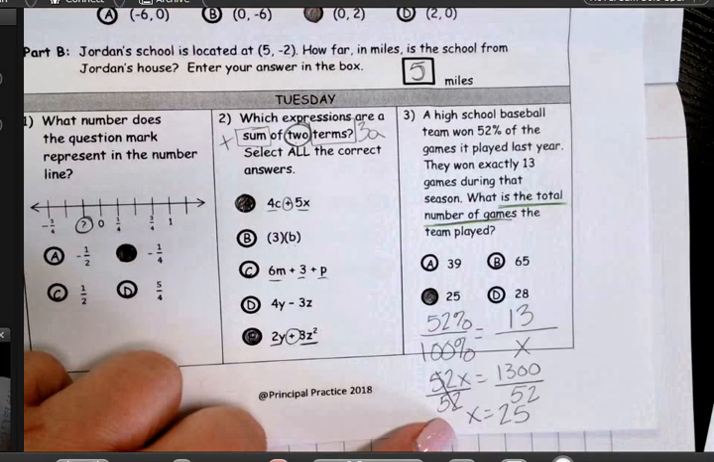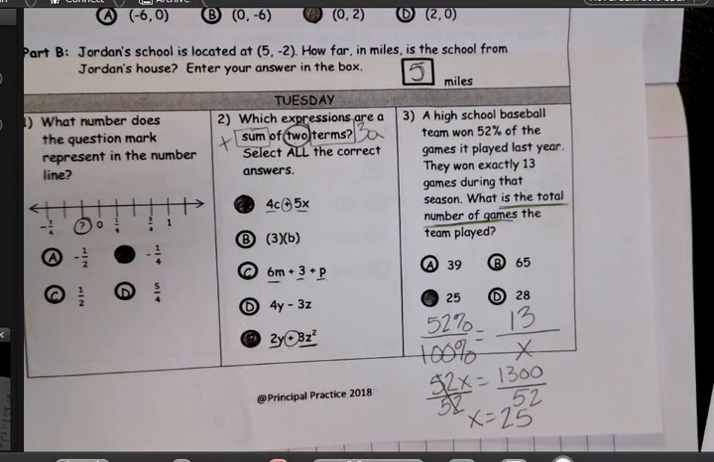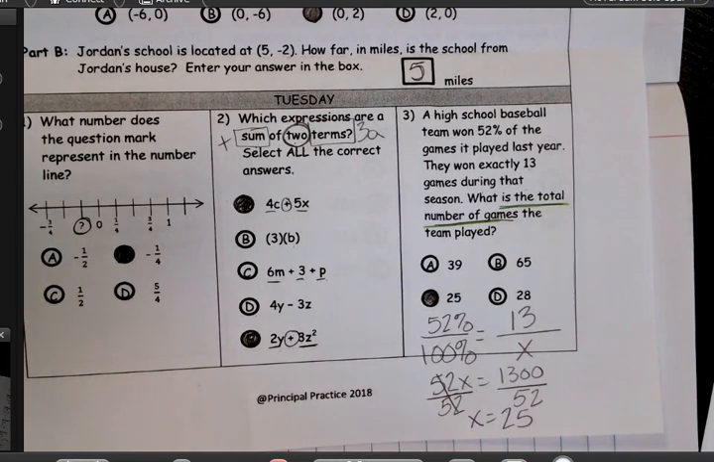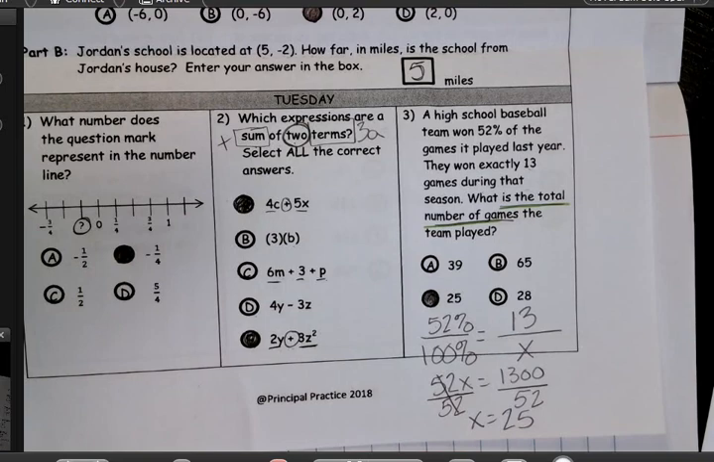Okay, so this one's not on there. If they won 13, how many did they lose? Emma? 12. Correct. So their record would have been 13-12. So would they have had a winning season? Yes. How do you know that? Because they won more than they lost. Right. They won more than they lost. Okay? Got it?